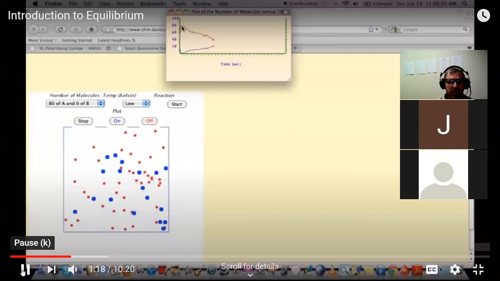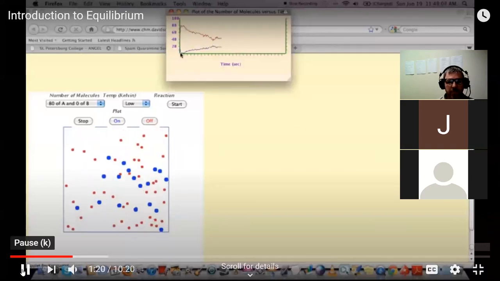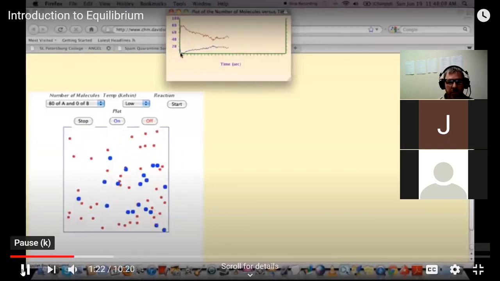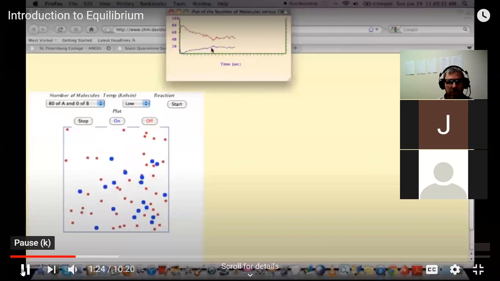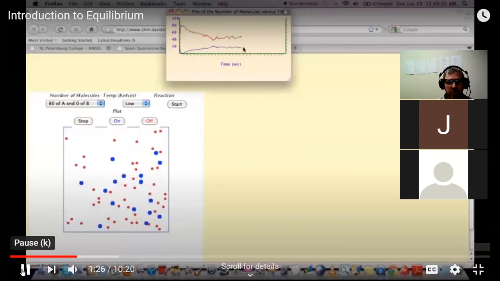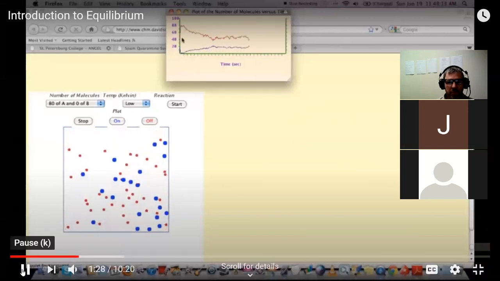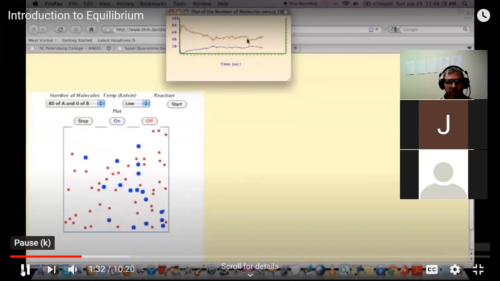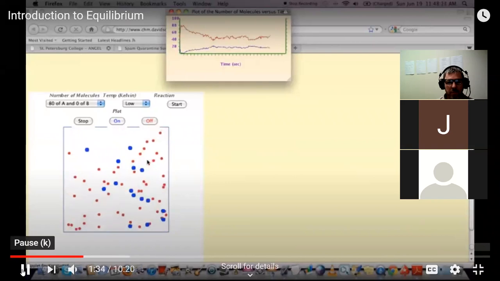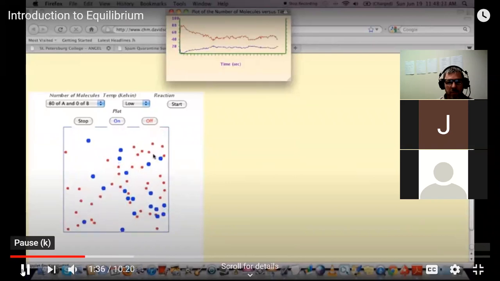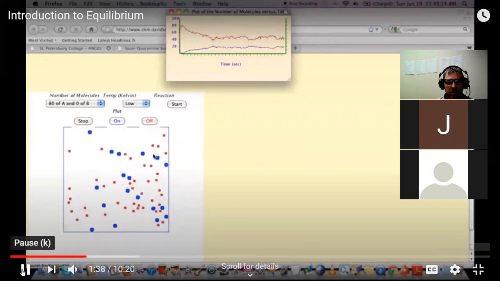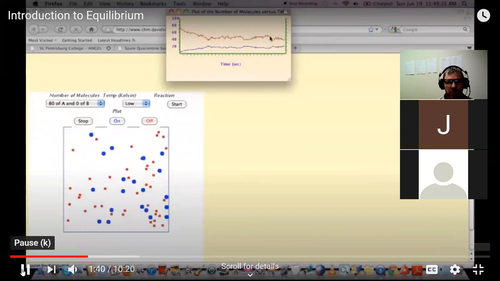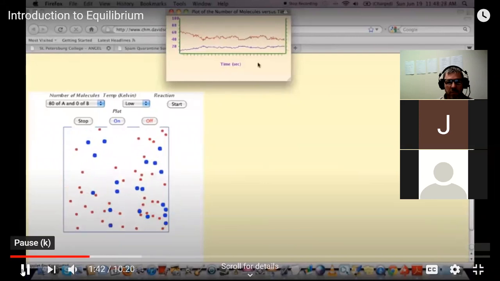80 molecules of red, and we start off with 0 molecules of blue. And eventually, as time goes on, the amount of blue evens out at around, looks like about 20, and the amount of reds is going to even out at something like about 50. Now, what's going on here is that the number of reds and blues is now constant, because you can see that we've got roughly parallel lines going on here.